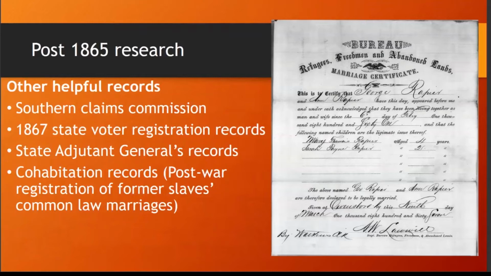And then another place you can look is the 1867 state voter registration records. Reconstruction law required each district to register all male citizens of the U.S. over age 21 who were qualified to vote by September 1st, 1867. And then the state adjutant general compiled all the records of the war for both the North and the South. And here at Northwest Library, we have a huge multi-volume set of all those records. Cohabitation records, like the image that you see on the slide, is where former slaves registered their common law marriages during Reconstruction.